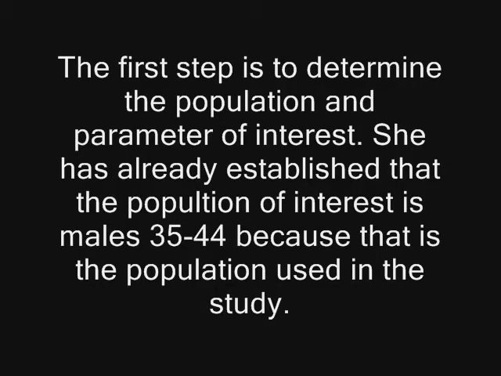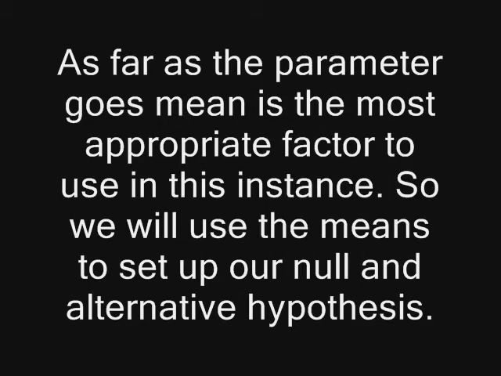Now that she has all of her data, she can begin the test. The first step is to determine the population and parameter of interest. She has already established that the population of interest is males 35 to 44, because that is the population that was used in the study. As far as the parameter goes, the mean is the most appropriate factor to use in this instance, so we'll use the mean to set up our null and alternative hypotheses.